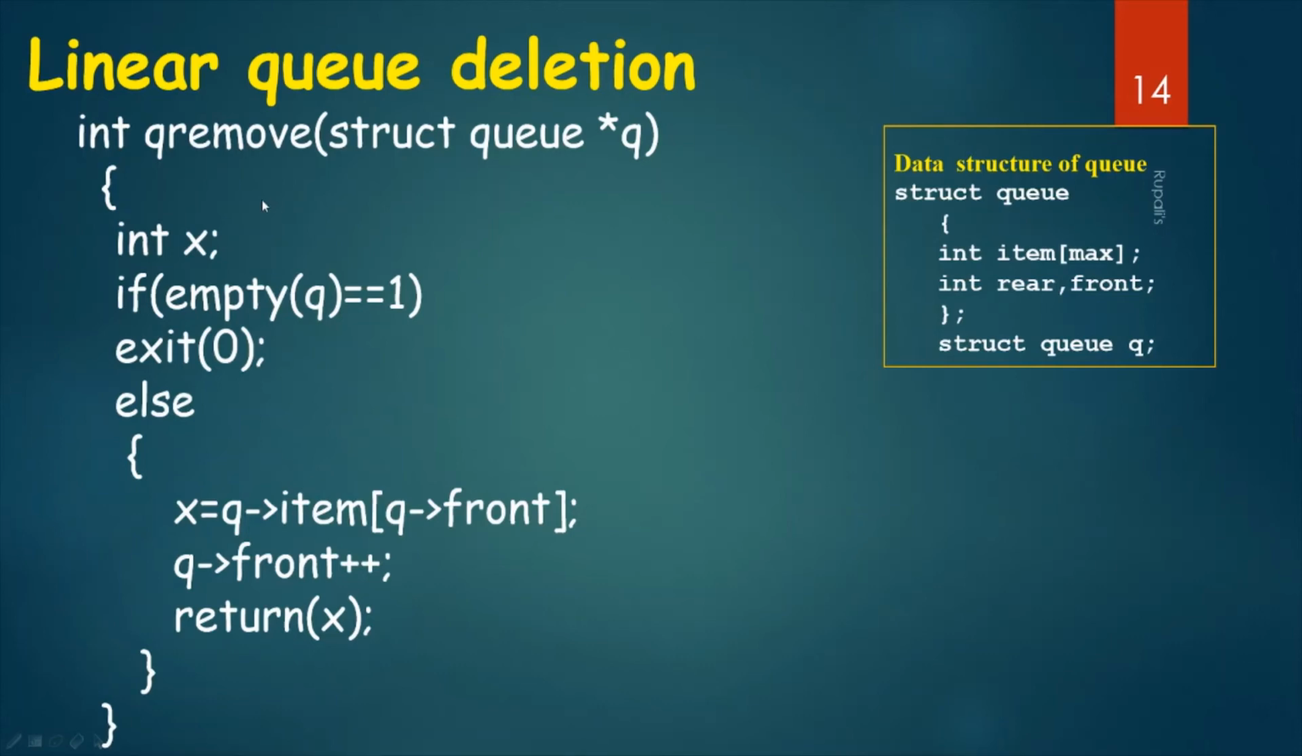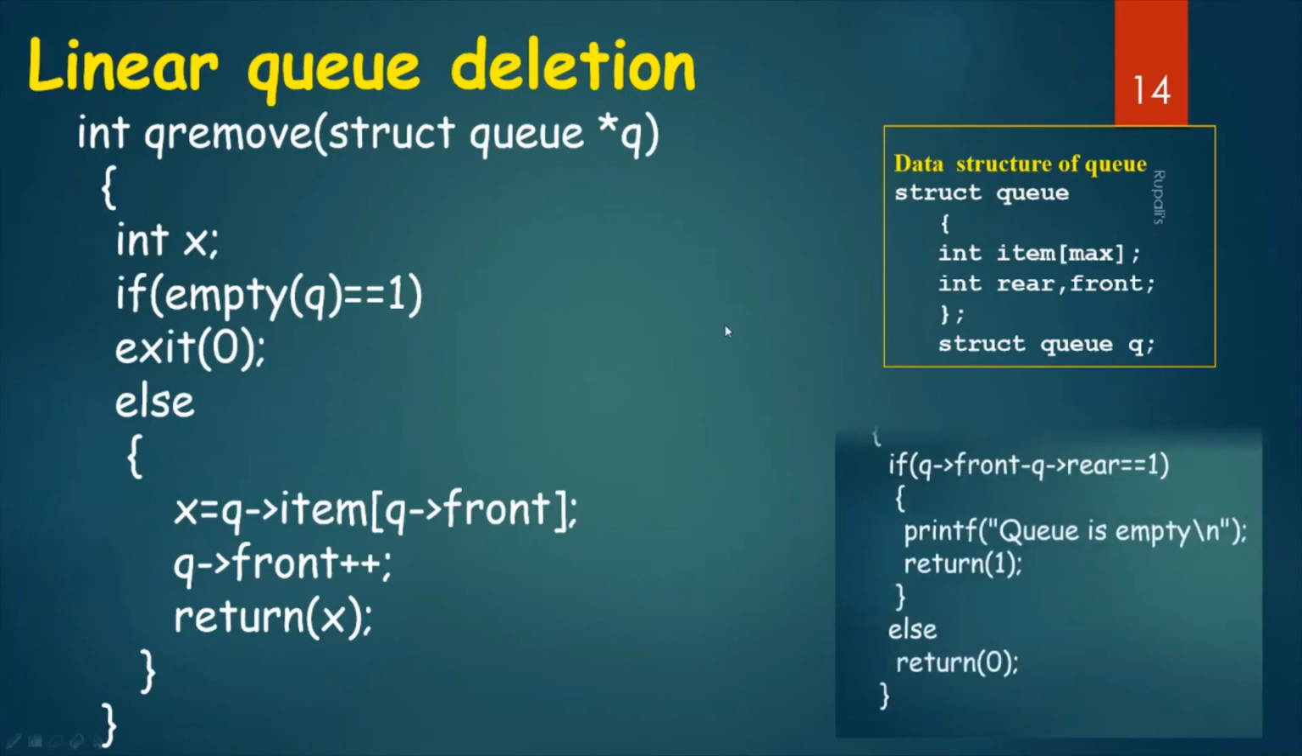Now first you have to check whether your queue is already empty or not. If your queue is already empty, then it is impossible to remove further any new element from the queue. So call the function empty by passing the address of this queue structure, and if this function returns 1, it means your queue is empty, then exit 0 means come out from the program. Otherwise you have to take that particular value pointed by the queue front and store that value to the variable x and return that value and then increase front.